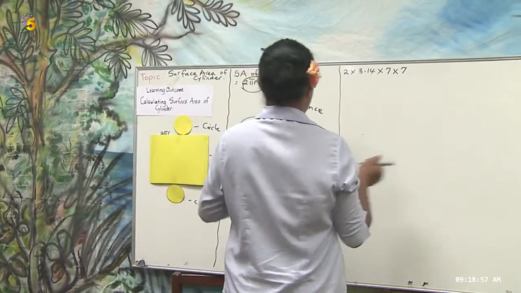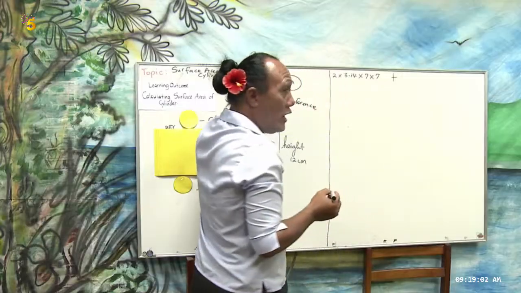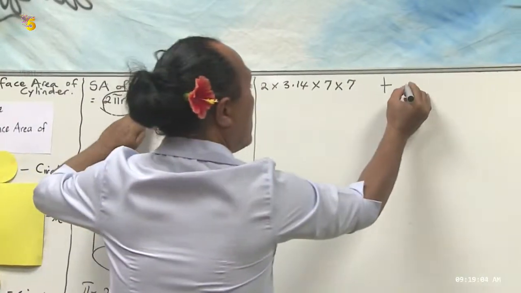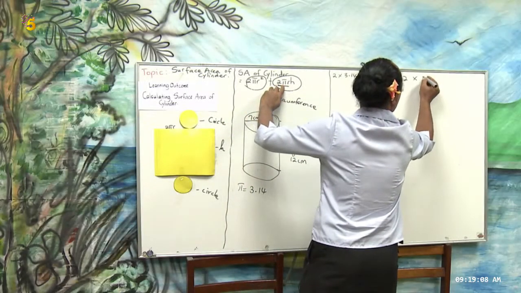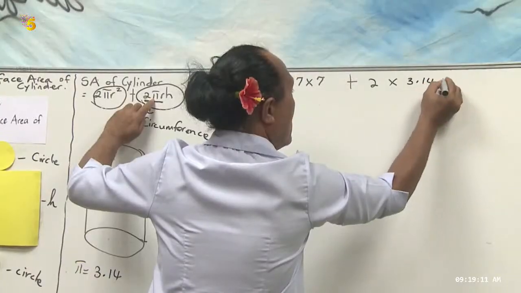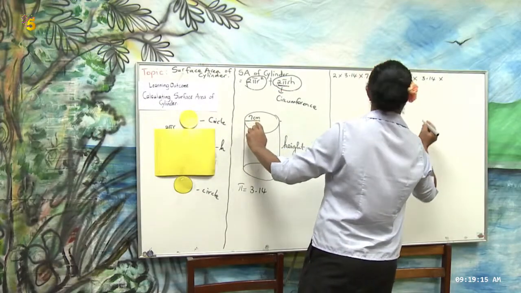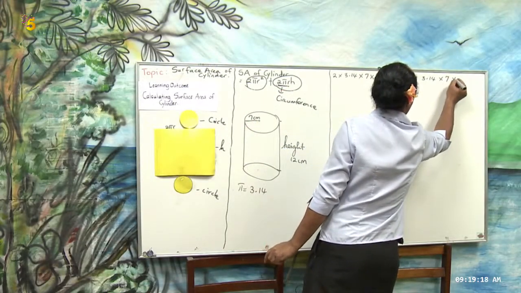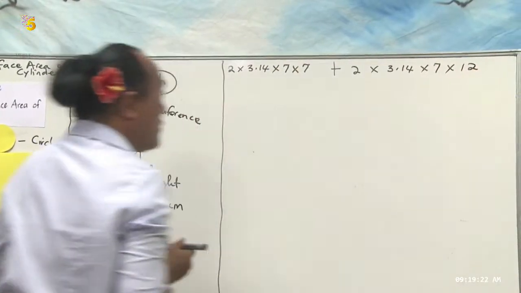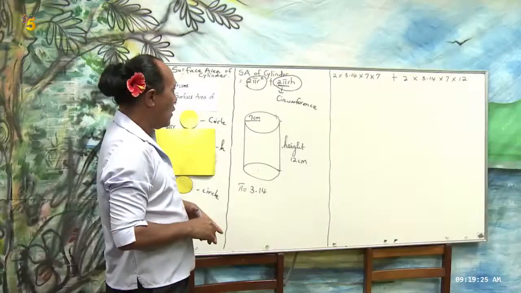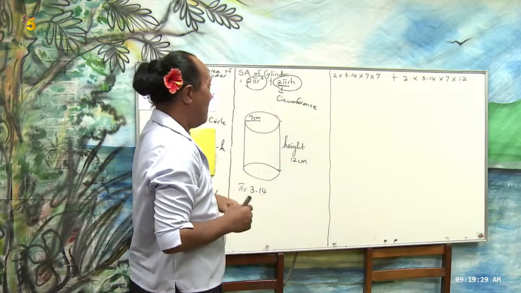Okay, and then we have the plus in the middle here, and then we go here, 2 again multiplied by pi, which is 3.14. And then multiply by r, 1 r, which is equal to 7. And then multiply by the height, which is equal to 12. Very good. So this one explains this formula.